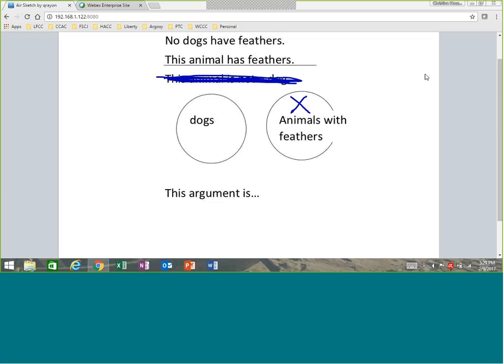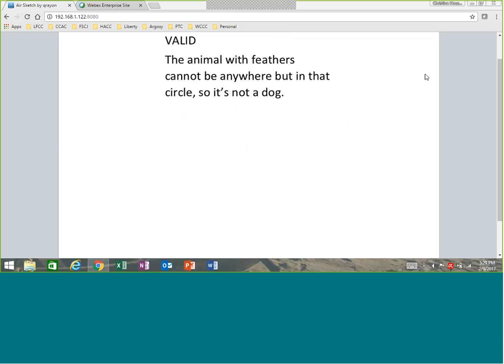Now I'm going to uncover the conclusion and see if there's any contradiction, okay? The conclusion says this animal is not a dog, and the X representing this animal is not in the dog circle. So this argument would be valid. The animal with feathers cannot be anywhere but in that circle, so it's not a dog.